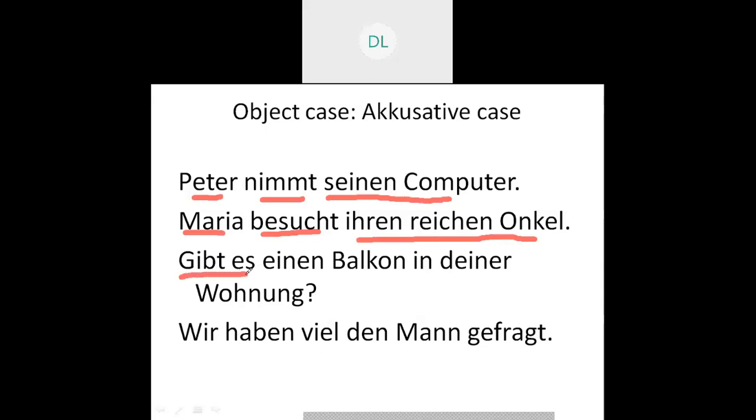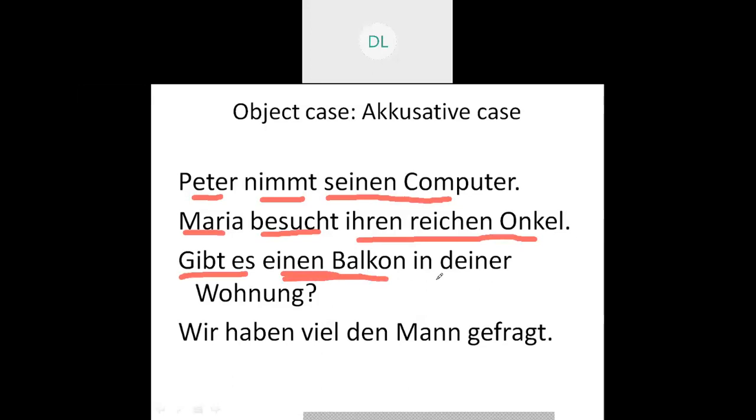Next one, es gibt is again a pure accusative verb. Es gibt means there is or there are. So what is the sentence? Gibt es einen Balkon in deiner Wohnung? Is there a balcony in your flat? Tell me the subject and object. After gibt there always comes an object. So this is your object, einen Balkon. Balkon is der Balkon. So in the accusative, der changes to den.